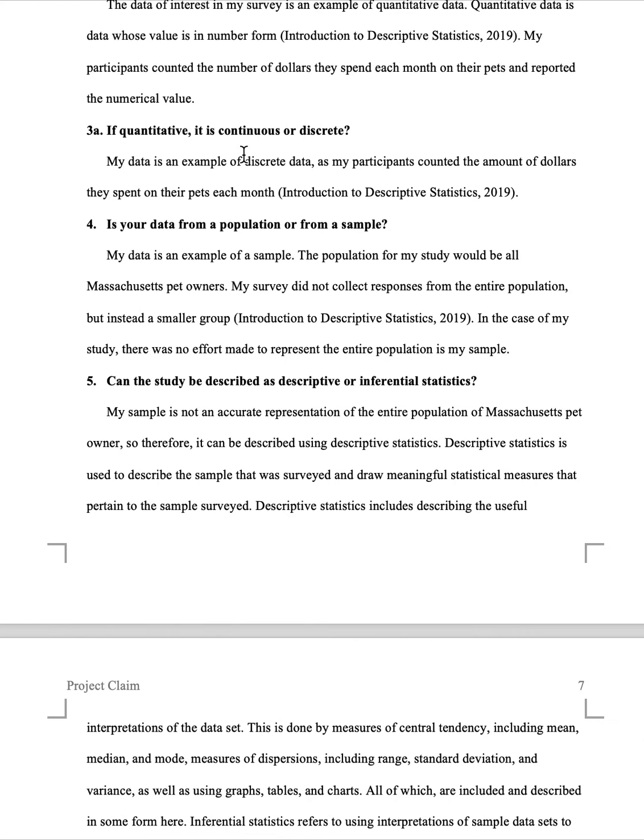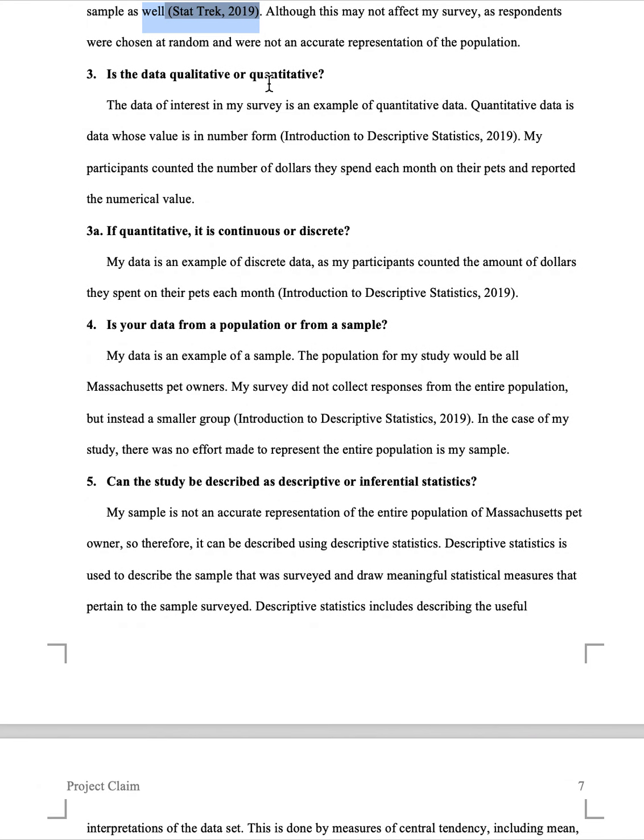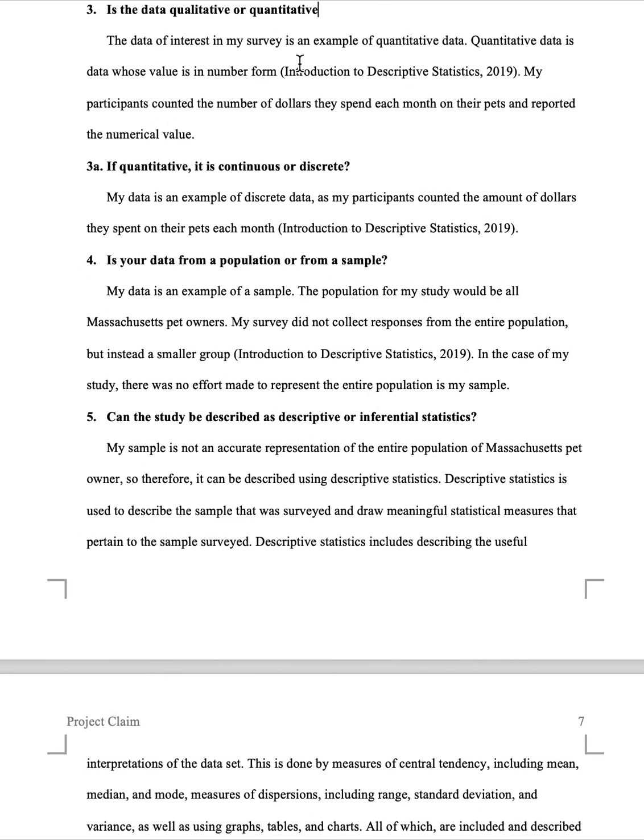You've already done this, so you don't have to do 3A here. This could all be under one heading, but this is how the student chose to do it. Again, I don't want to see the header as a question, and I don't want to see the question mark. So you could just have this say type of data. We want to avoid those question marks and get it more into paper header territory.